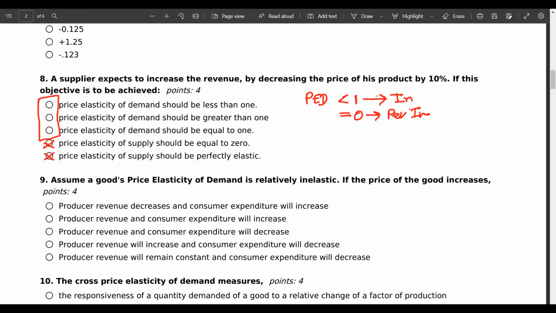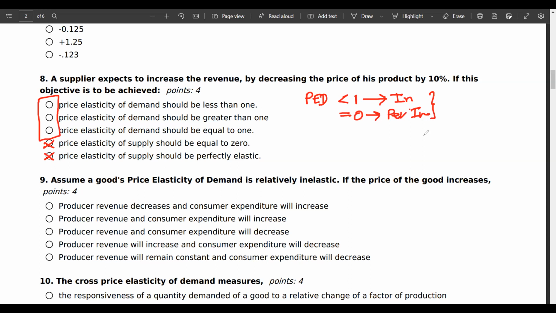What that means is whenever the producer changes their price, the demand is not that sensitive to the price change. That's what inelastic demand is. So when the PED value is less than 1, that means the demand is inelastic. And if it's 0, that means it's perfectly inelastic.